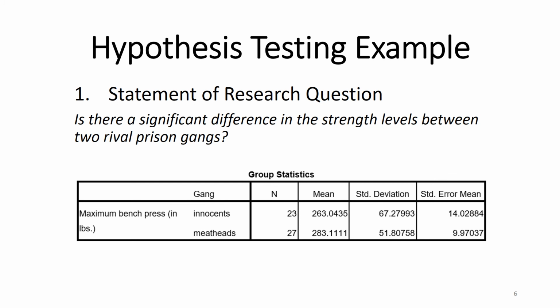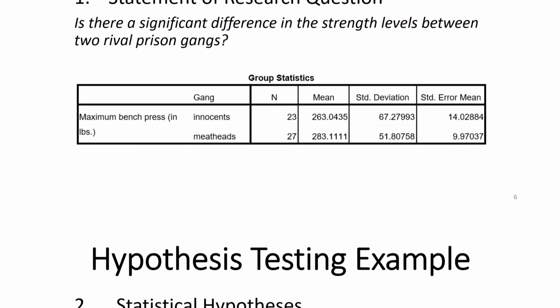So our first step in any hypothesis test is the statement of the research question. As I've mentioned before, we're asking, is there a significant difference in the strength levels between two rival prison gangs? As you can see on this slide, I've once again replicated that group statistics box from the output. And we can see here that it appears the meatheads are stronger because their mean level is higher than the innocents. But is that difference enough for us to conclude that this would hold true in the larger population? That's what we're here to set up. Let's move on to the next slide.